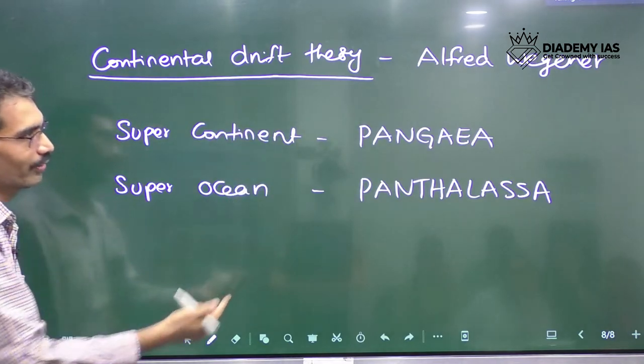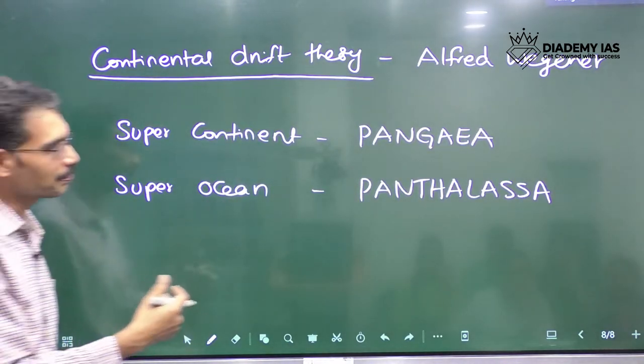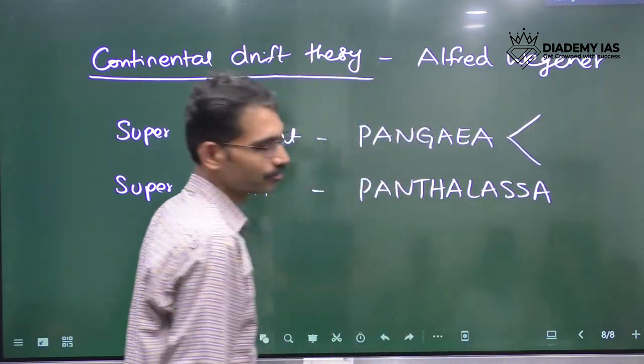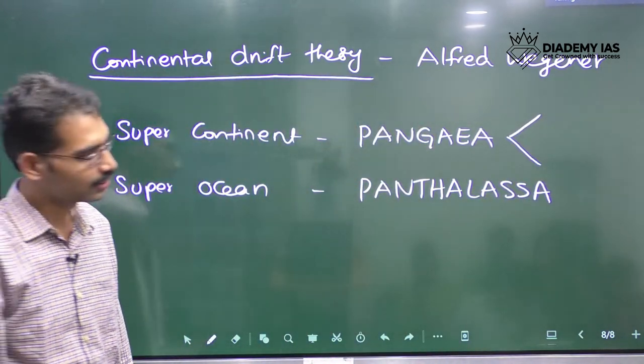So according to Alfred Wegener, after some time this Pangaea divided into two parts. One is Laurentia.